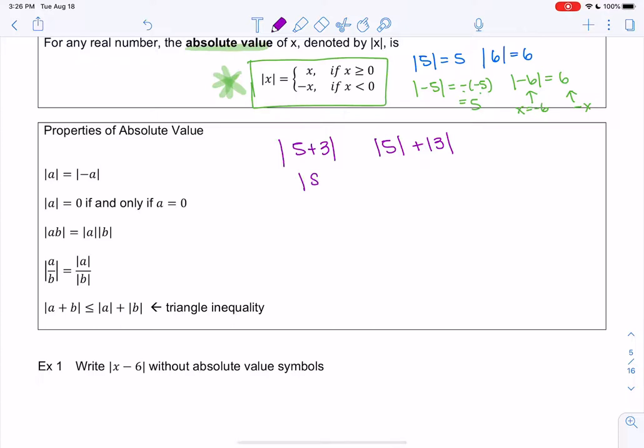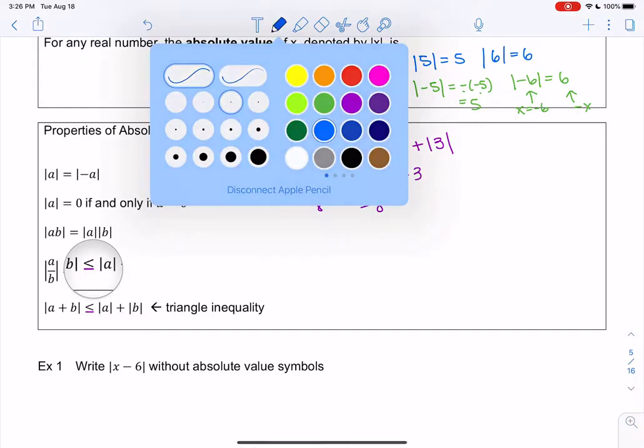On the left side, I get the absolute value of 8, which is 8. On the right side, I get 5 plus 3, which is 8. So in this case, they're equal, which is still true because I said or equal. So if they're both positive, it seems like they're equal to each other.